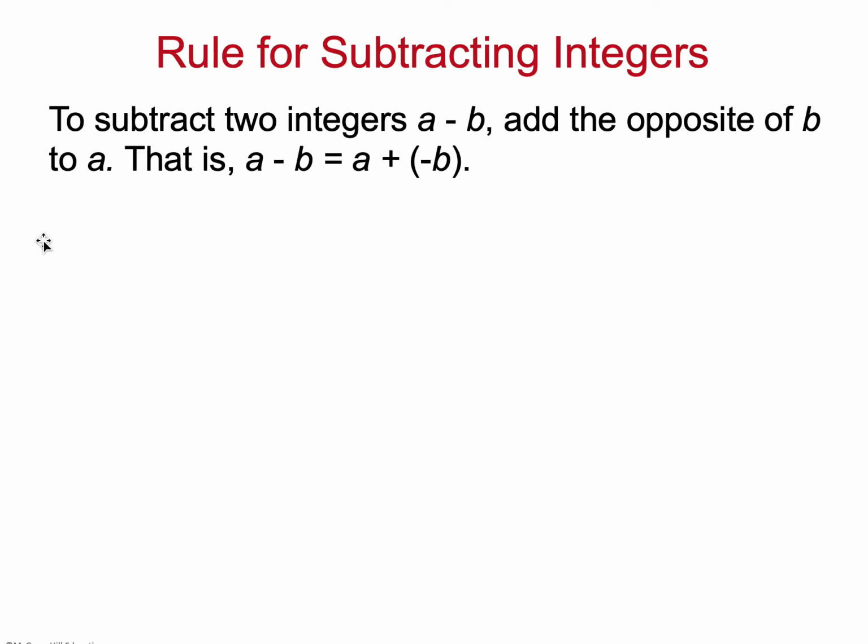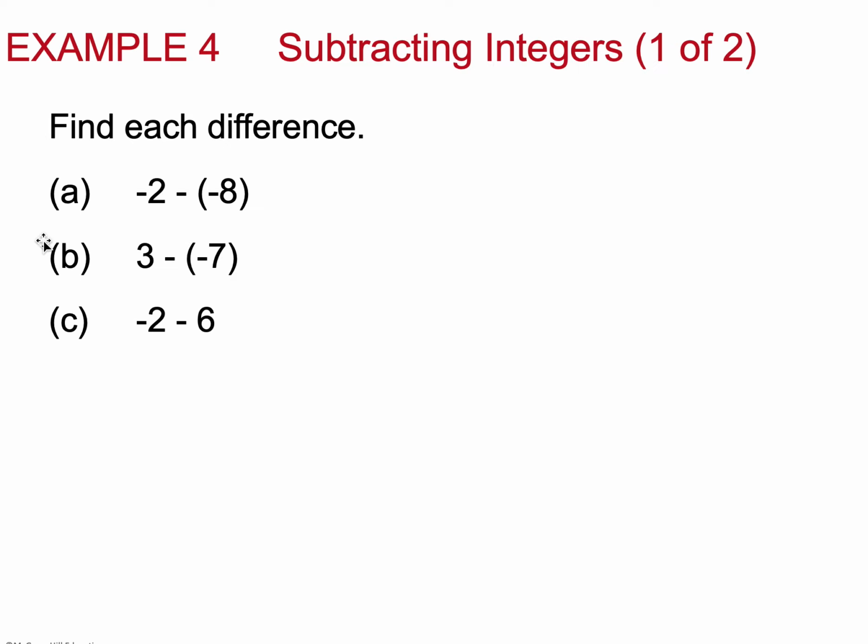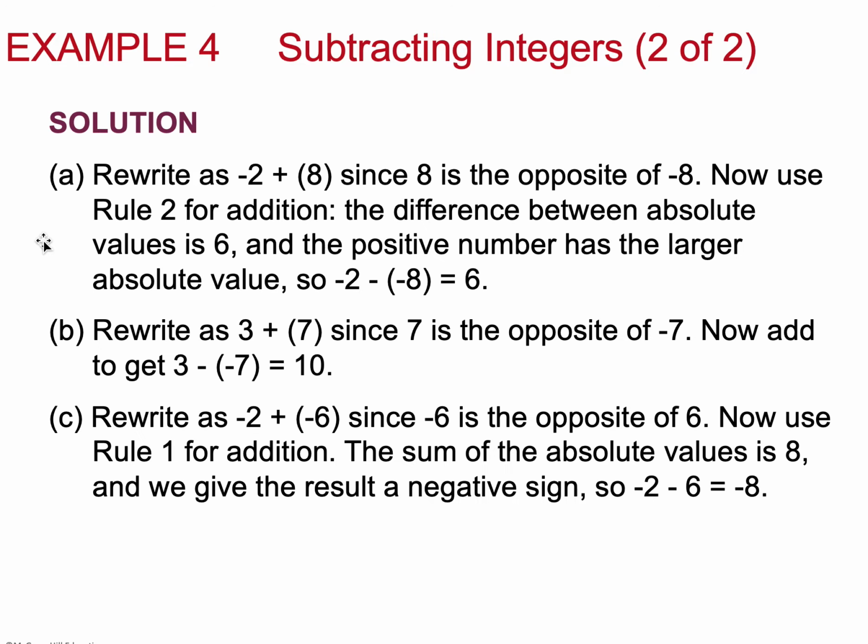If I want to subtract two integers, it is the same as adding the opposite of the second number, which is why a minus b is the same as adding the opposite of b, which is -b. So if I look at a couple of examples here, if I have -2 minus -8, it would be the same as adding the opposite. So it becomes -2 plus 8, because I change it to addition, and then I change -8 to its opposite, which is +8. So I get 6.